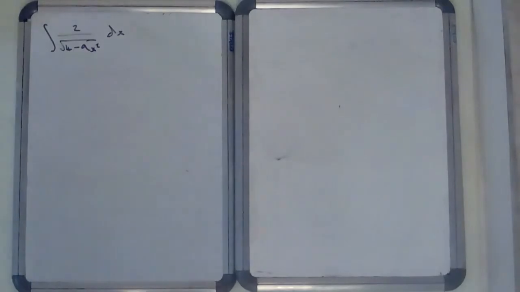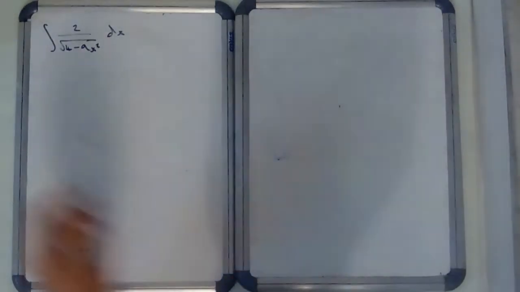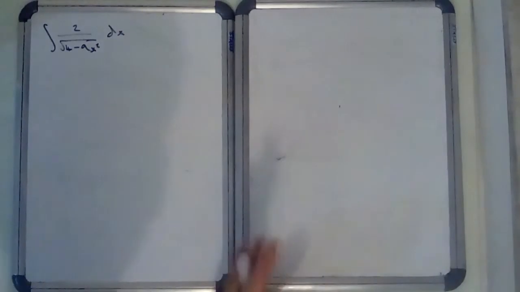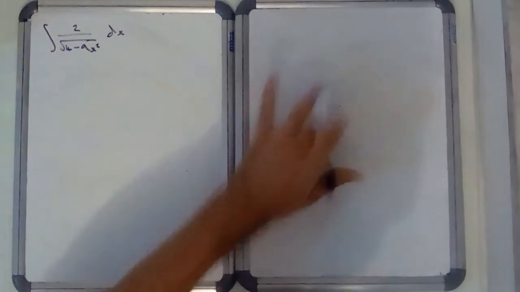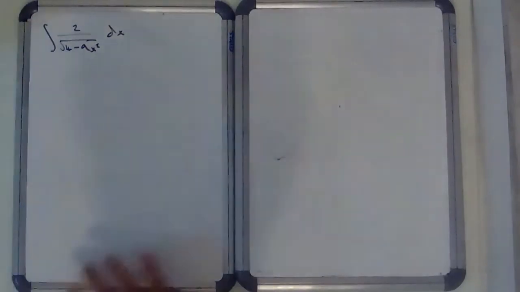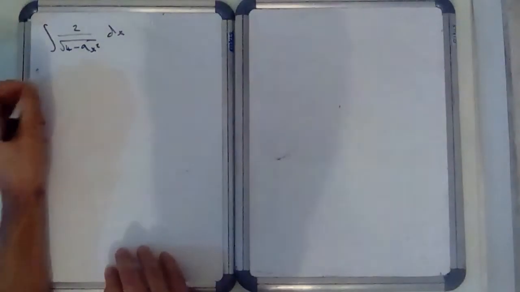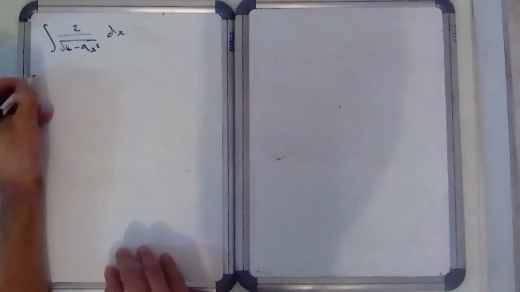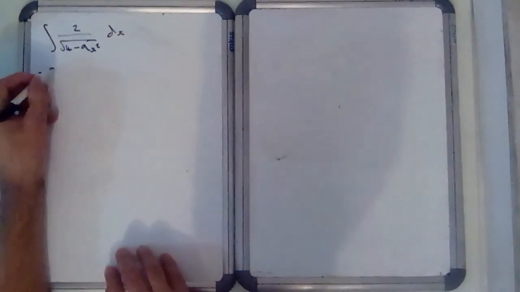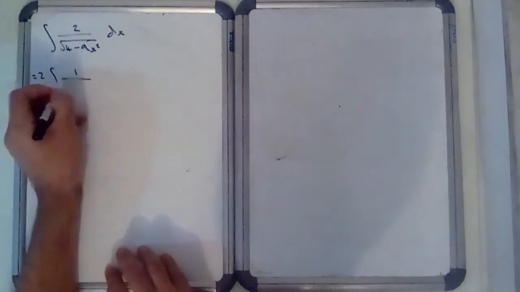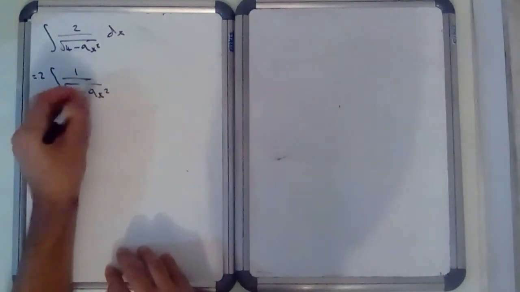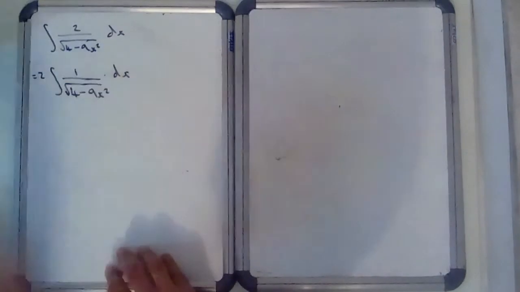Okay, we need to find the integral of 2 over the square root of 4 minus 9x squared with respect to x. So we're going to do this using standard integrals, and we may need a substitution as well along the way. The first thing to notice is the 2. I can pull the 2 out as a common factor, so that equals 2 times the integral of 1 over the square root of 4 minus 9x squared with respect to x.